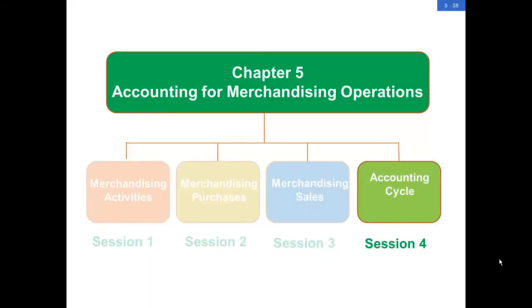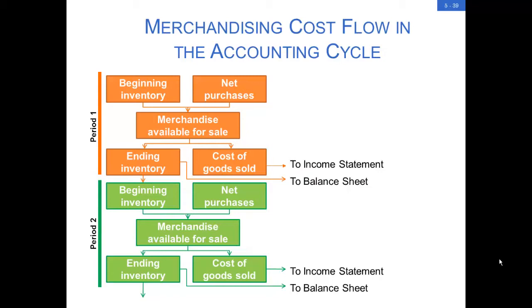Okay, now let's look at the merchandising cost flow in the accounting cycle. This slide here shows the flow of merchandise costs during a period and where these costs are reported at the period end. Recorded beginning inventory plus net cost of purchases is the merchandise available for sale. As inventory is sold, its cost is recorded as cost of goods sold on the income statement. What remains is the ending inventory on the balance sheet. You should note that a period's ending inventory will become next period's beginning inventory, and so on.